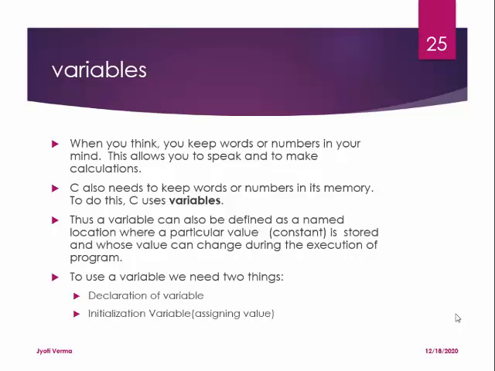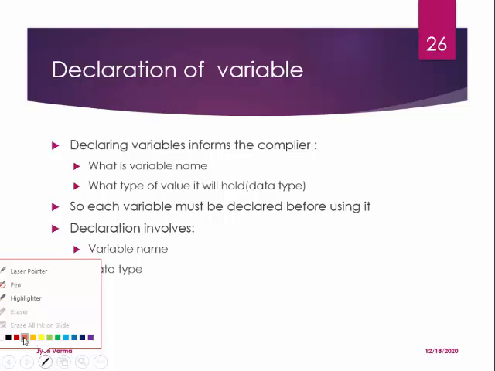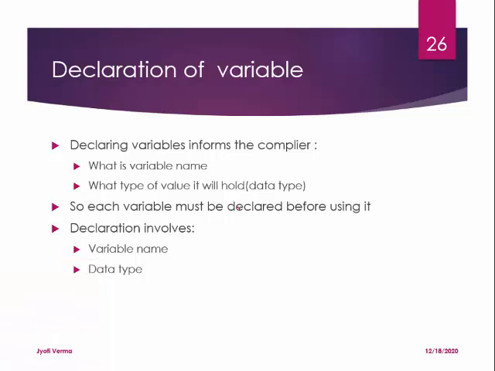Now, before using a variable, you have to do two things. First is declaration of the variable, and the second is initialization of the variable, that is, you have to assign the variable. Now, what is declaration of the variable? The declaration of the variable tells the compiler the name of the variable which we are going to use, the type of value it is going to hold, and how much space it will occupy in the memory. All these things are done at the declaration of the variable.